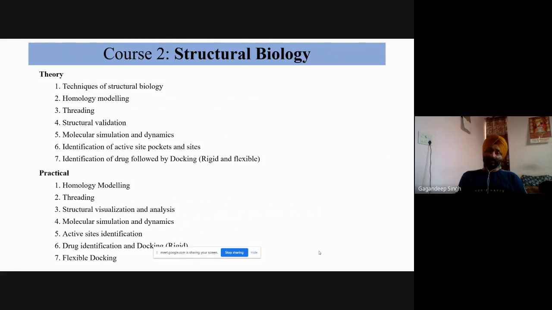And once a structure has been modeled, how to validate whether that structure is correct or not, the process is structural validation. Then what is the stability, is that structure stable or unstable, and what is the role of that structure in a particular condition. We can simulate that structure by using molecular simulation and dynamics. There are some techniques and software, and I'll show how to use those in molecular simulation and dynamics.